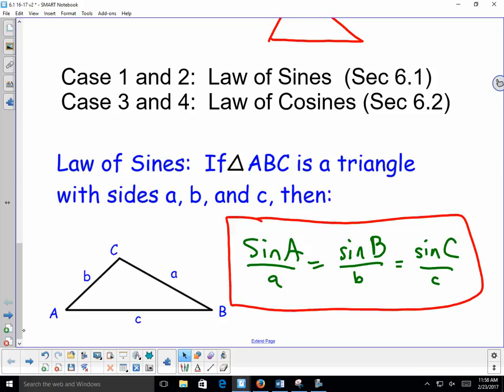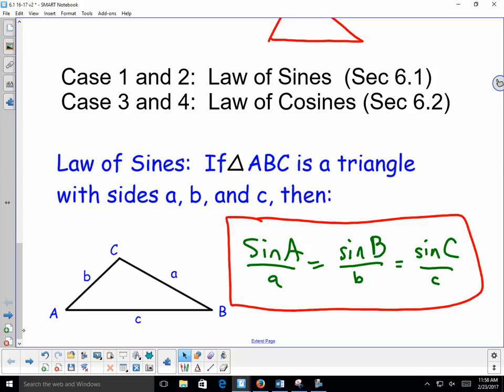Okay, so here's the law of sines. If you've got triangle ABC, right? The vertices are capital A, capital B, capital C, and the sides are lengths a, b, and c, lowercase, and side a is always across from angle A, side b is across from angle B, and so on, right? Then this is what the law of sines looks like.